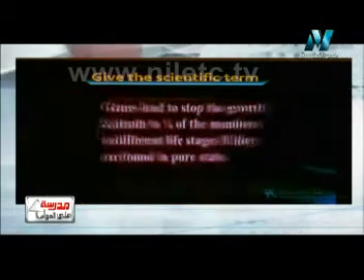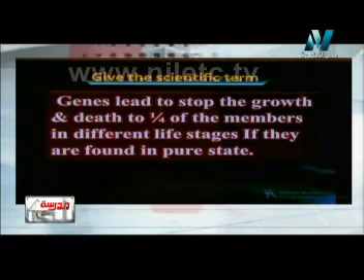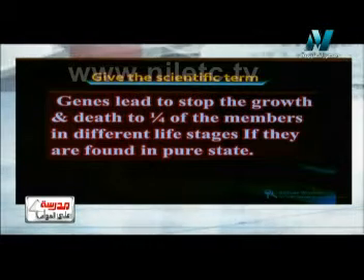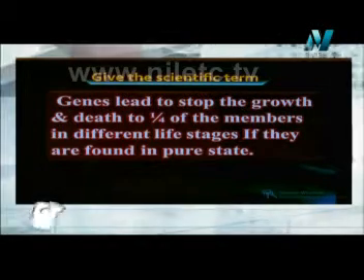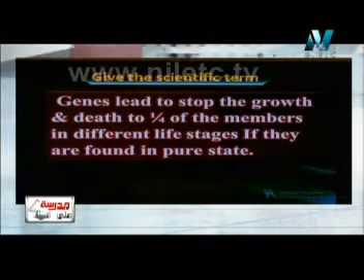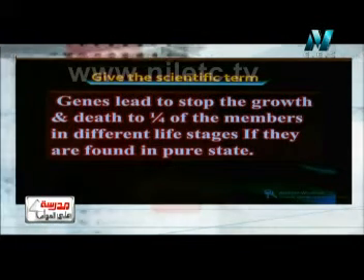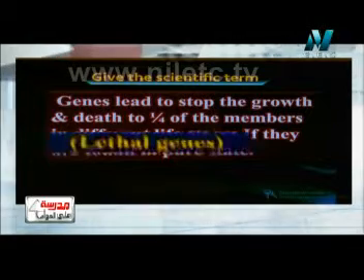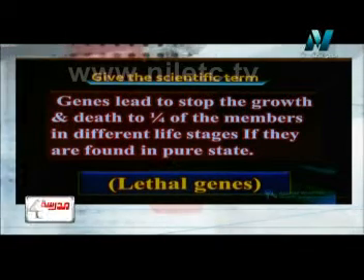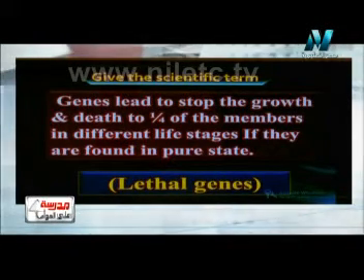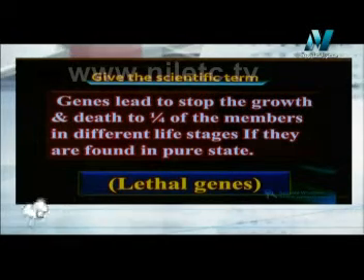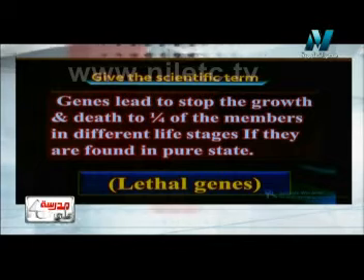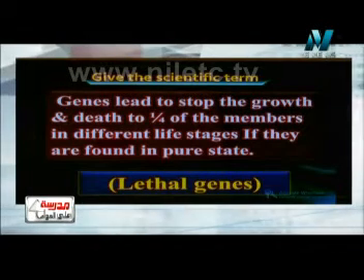The next question: genes that lead to stop of growth and death of a quarter of the members in different life stages if they are found in pure state. That's called the lethal gene. The lethal gene is a gene that leads to death due to the stop of the functions that are responsible for the continuance of life, in the case of pure individuals.